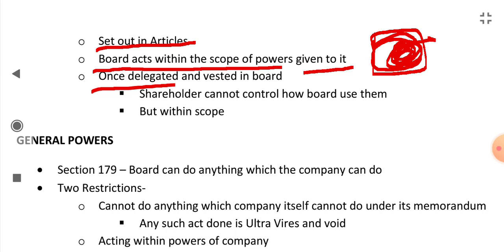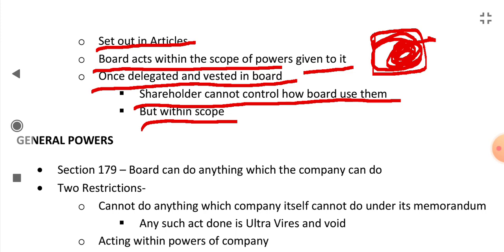Once powers are delegated and vested in the board, the shareholders cannot control how the board uses them, but within scope. Once the powers are given to the board, the shareholders cannot control how the board will use these powers. The only limitation is that the board can use them within the scope.